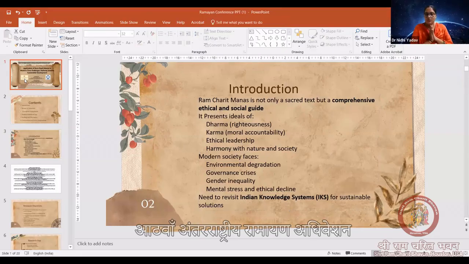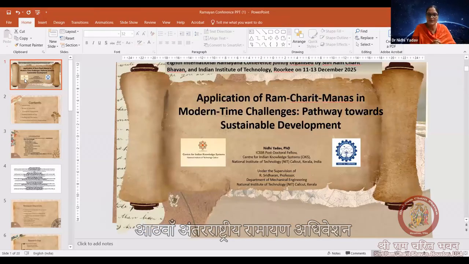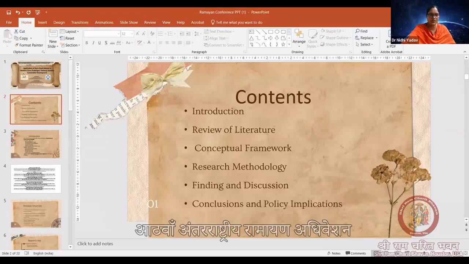A very good evening to all of you. Myself, Nidhi Yadav, I'm working as a postdoc fellow at NIT Calicut under the mentorship of Professor Shri sir. So my topic is the application of Ramcharitmanas in modern time challenges and the pathway for sustainable development.